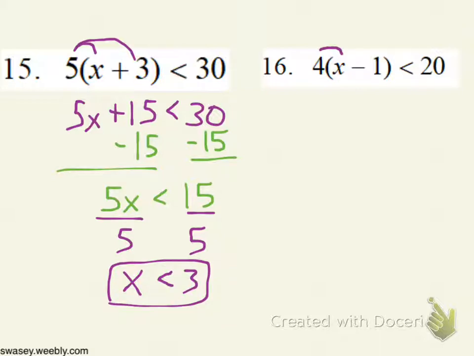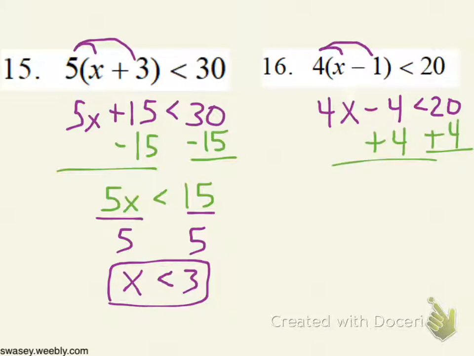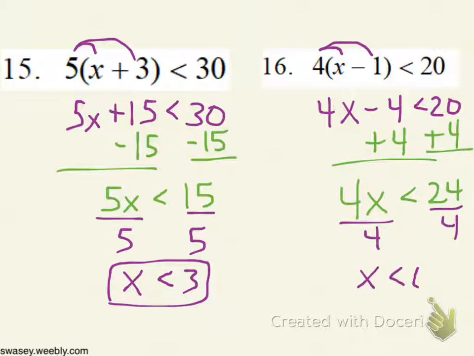16, distribute your 4. 4 times x is 4x. 4 times negative 1 is negative 4. From here, it's a two-step inequality. To get rid of minus 4, we'll add 4 to each side. 20 plus 4 gives us 24. And then to get rid of multiplying by 4, divide both sides by 4. So we get x is less than 6.